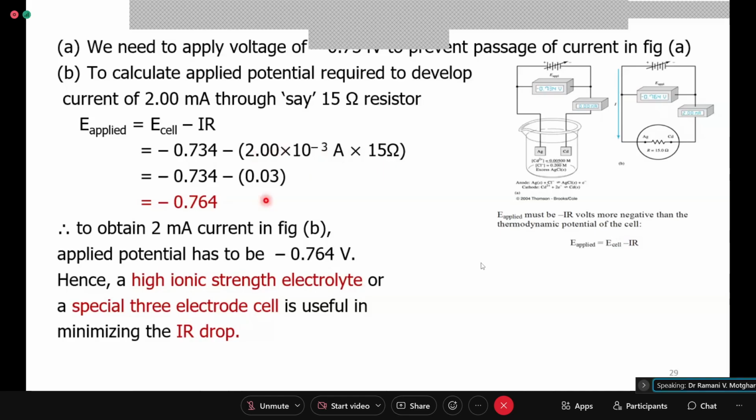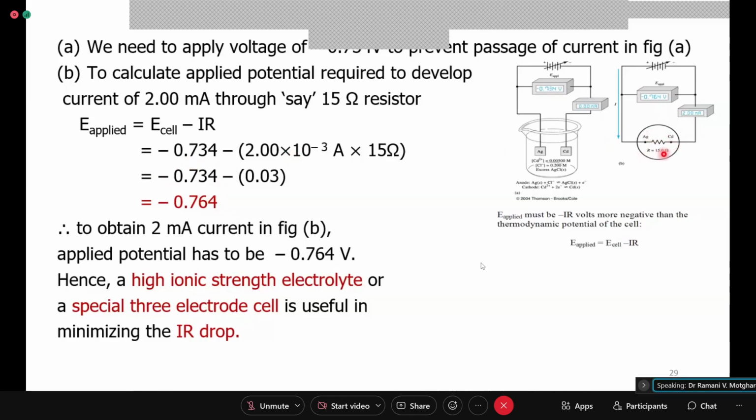So this comes out to be 0.03. So IR is 0.03. If you consider this, if the resistance of your solution is this much value, then it will be a little higher, the potential has to be applied. So minus 0.764 comes out to be the answer. So you need to apply a potential. The applied potential has to be higher than the E cell value which is coming out here.